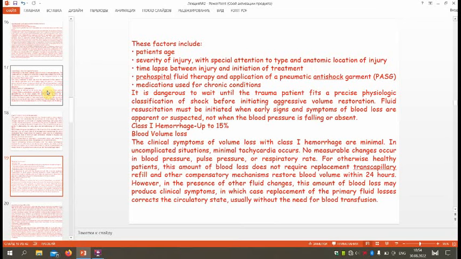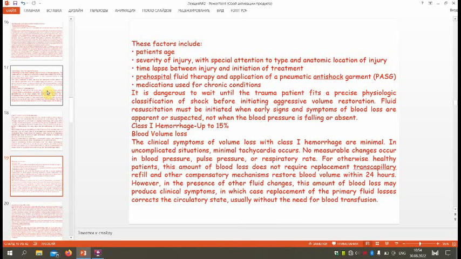Class 1 hemorrhage, up to 15% blood volume loss. The clinical symptoms of volume loss with class 1 hemorrhage are minimal. In uncomplicated situations, minimal tachycardia occurs. No measurable changes occur in blood pressure, pulse pressure, or respiratory rate.